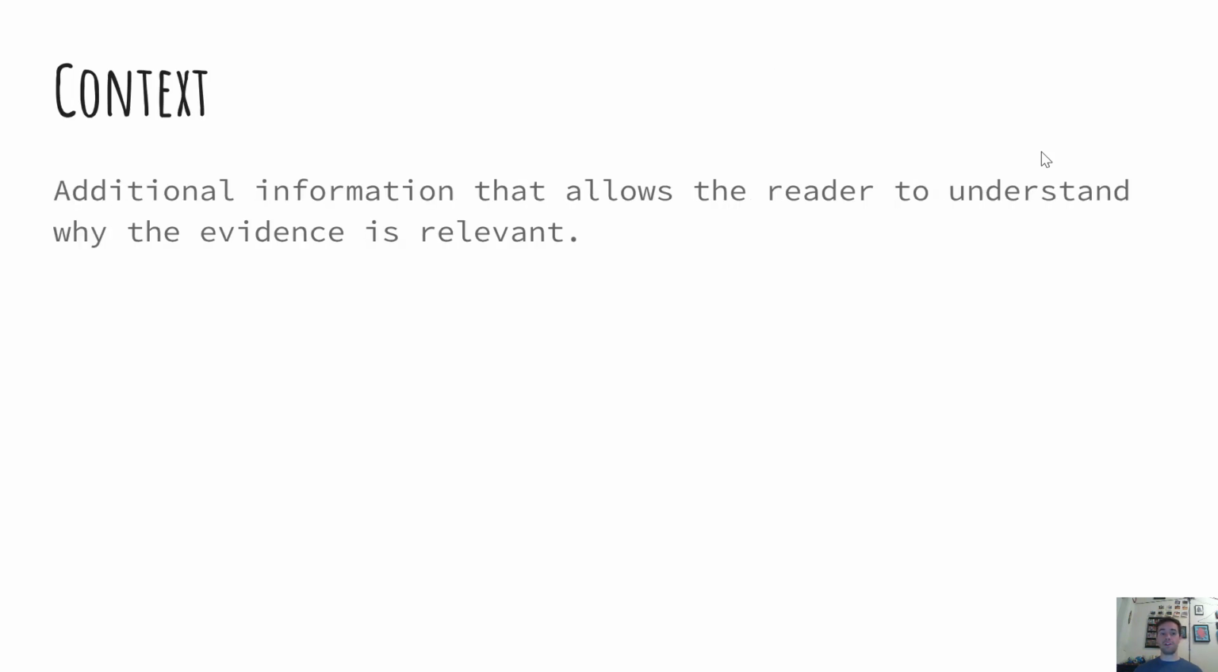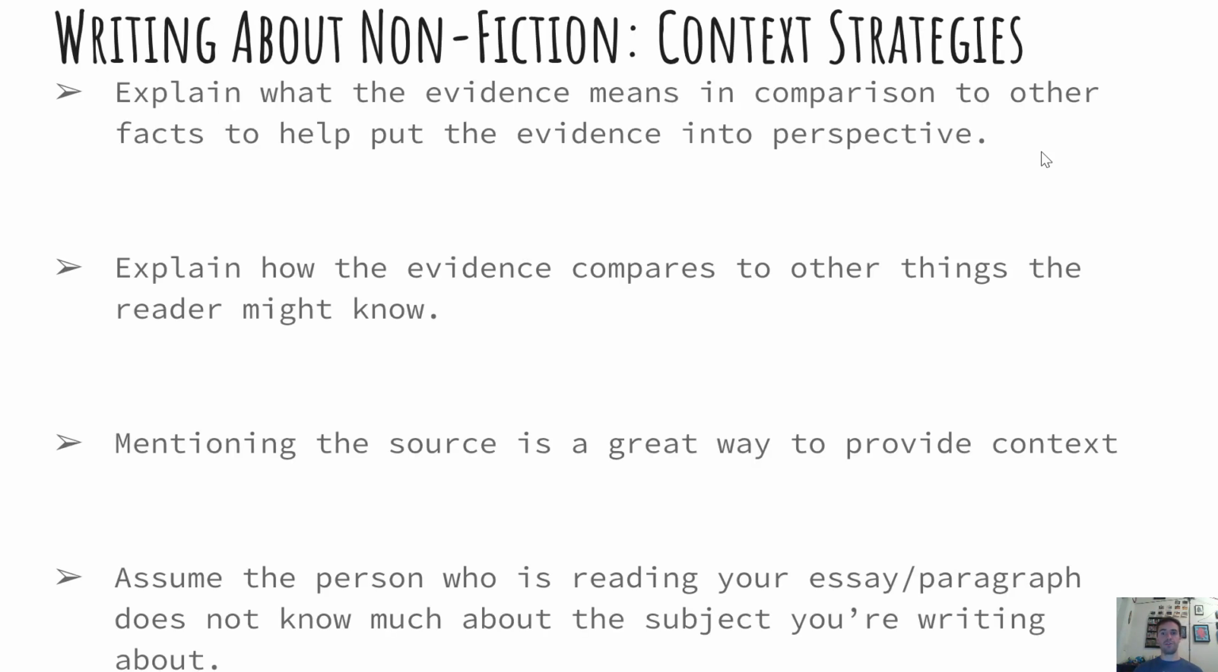As an overview definition for context, we'll say that it's additional information that allows the reader to understand why the evidence is relevant. But from there, what we'll do in the video is to look at it when we're writing about nonfiction and then when we're writing about fiction. So let's look at some strategies to adding context. This is for nonfiction. So when we're writing about nonfiction and you're trying to add context, one thing that you can do is explain what the evidence means in comparison to other facts to help put the evidence into perspective.